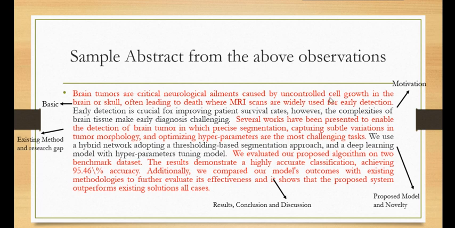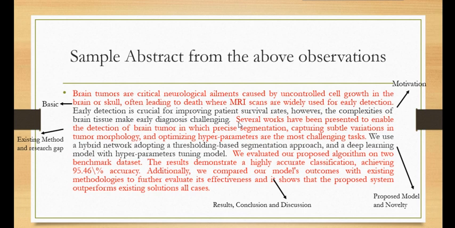Since my task is early detection, early detection is crucial. Why? For improving patient survival rate. However, the problem is the complexity of brain tissues. As you know, brain tissues have several sizes, so it's very challenging to detect the exact tumor. So this one is my introduction as well as my motivation.